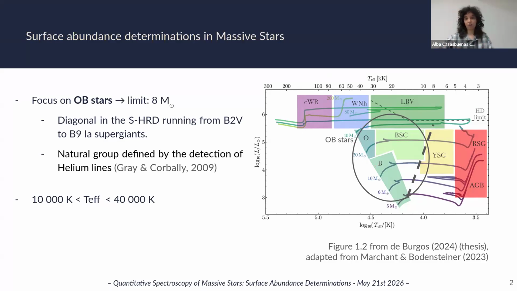These are marked in the spectroscopic HR diagram as a diagonal, which goes from around B2, B3 dwarfs, the coldest B-type dwarfs, until B8, B9 supergiants, which are the coldest supergiants. They constitute a natural spectroscopic group, which is defined by the detection of helium lines and covers temperatures from 10,000 Kelvin to around 40,000 Kelvin.